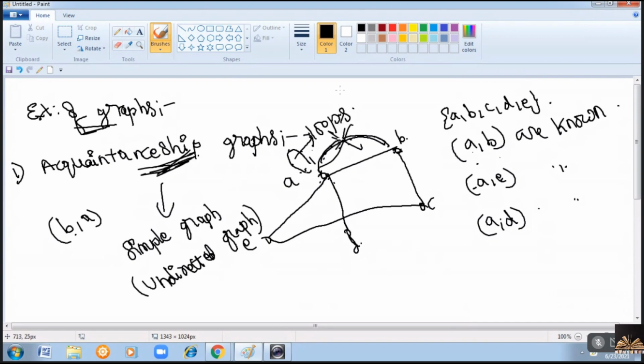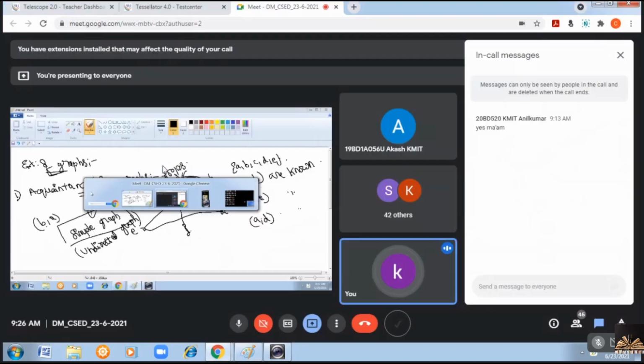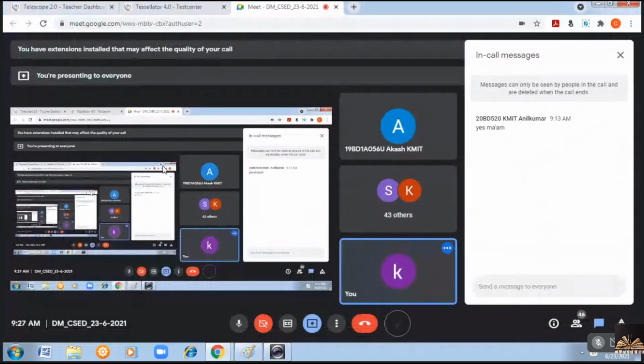So no multiple edges, no parallel edges and no loops means it comes under a simple graph. Clear? That is the reason you cannot use a multigraph. You can only use a simple graph. Clear? Is it clear? Are you following?